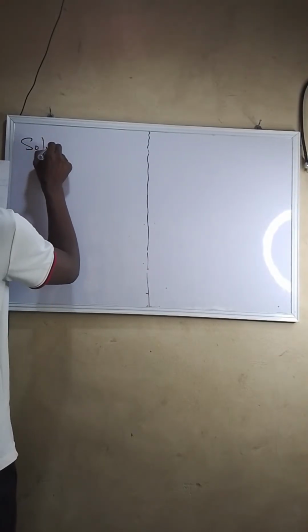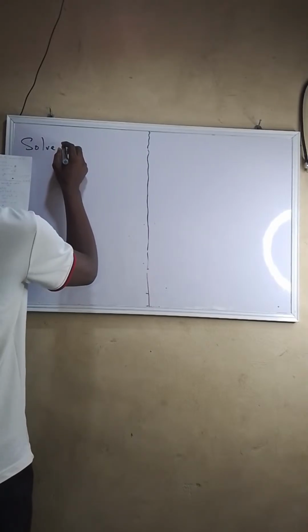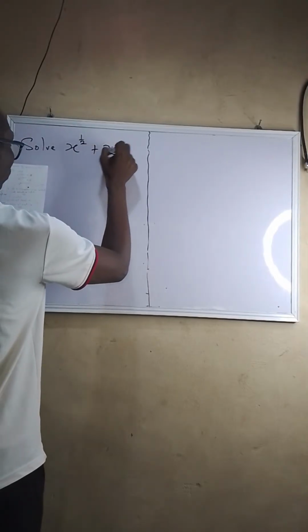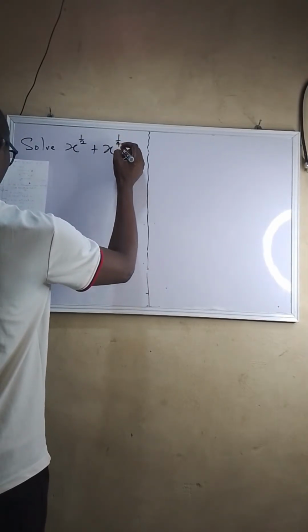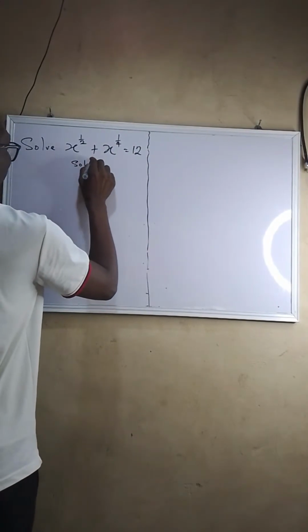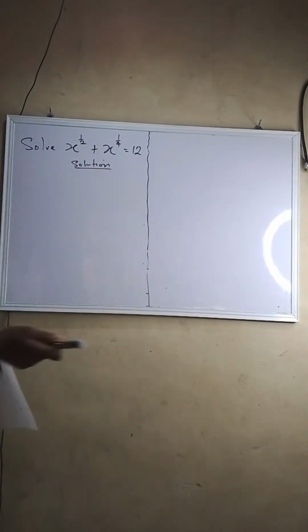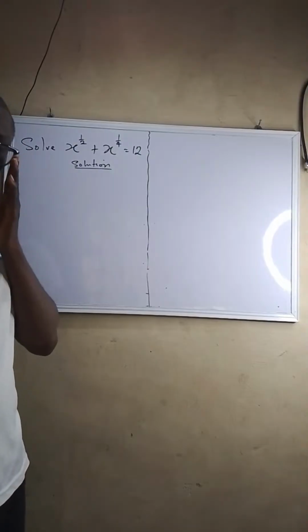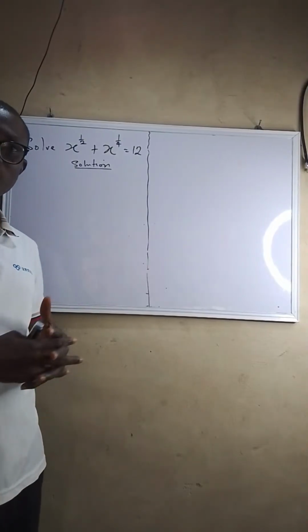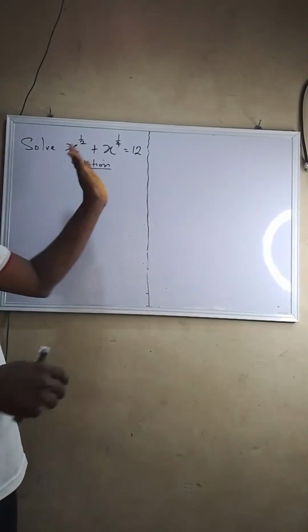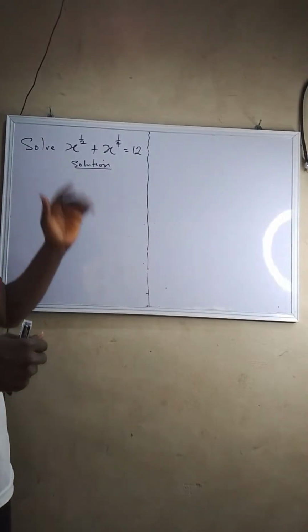Solve x raised to the power of 1 over 2 plus x raised to the power of 1 over 4 equals 12. Okay, you have to solve what we have here. All right, I've done something similar to this before, but I observed that many people are still asking questions about the solution. So now let's go through the solution of this problem together.